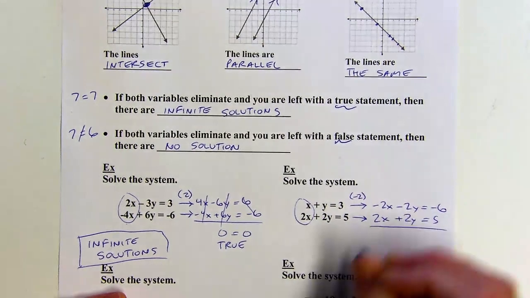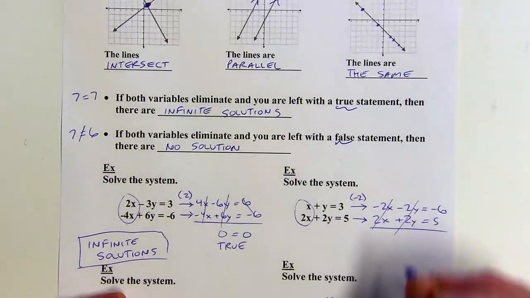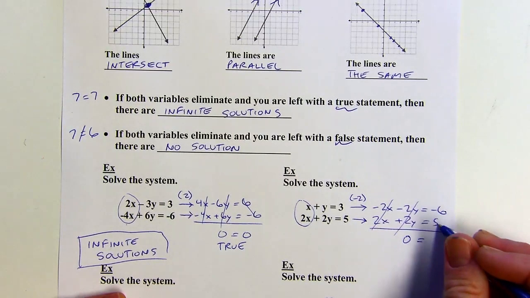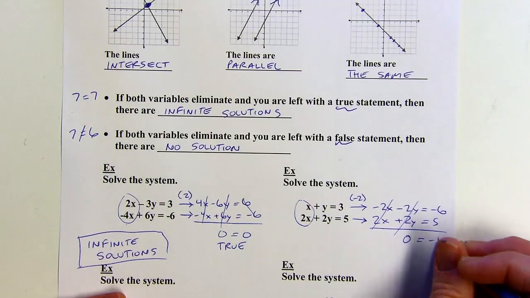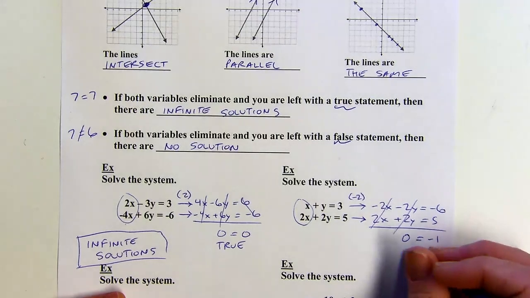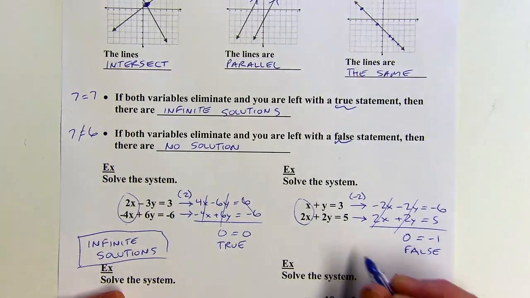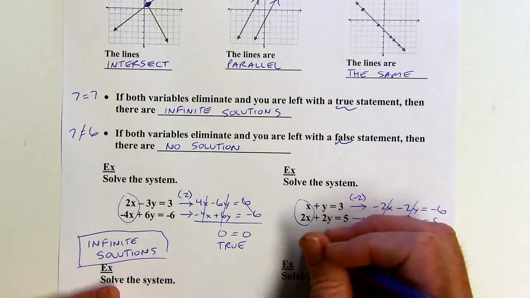And then when I add everything together, the x's cancel, so do the y's. So I'm just left with 0 on the left side. Here I've got negative 6 plus 5 would be negative 1. That is a false statement, right? 0 does not equal negative 1. And so that means I know I have no solutions here.